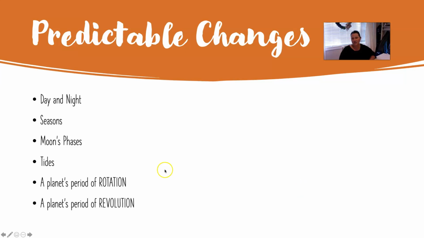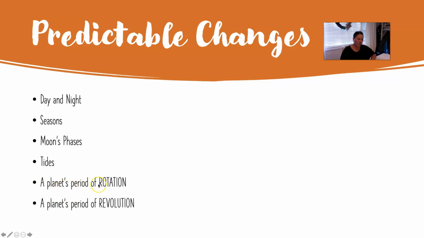Another two examples of predictable changes here are our moon's phases and tides. Tides, if you don't know what tides are, are basically the rising and lowering of water levels in or near the ocean. We will see in areas around Long Island, sometimes the water comes up by a couple feet and then it goes down by a couple feet. Again, this is a very predictable thing, which is actually caused by the gravitational pull of both sun and moon on the Earth.